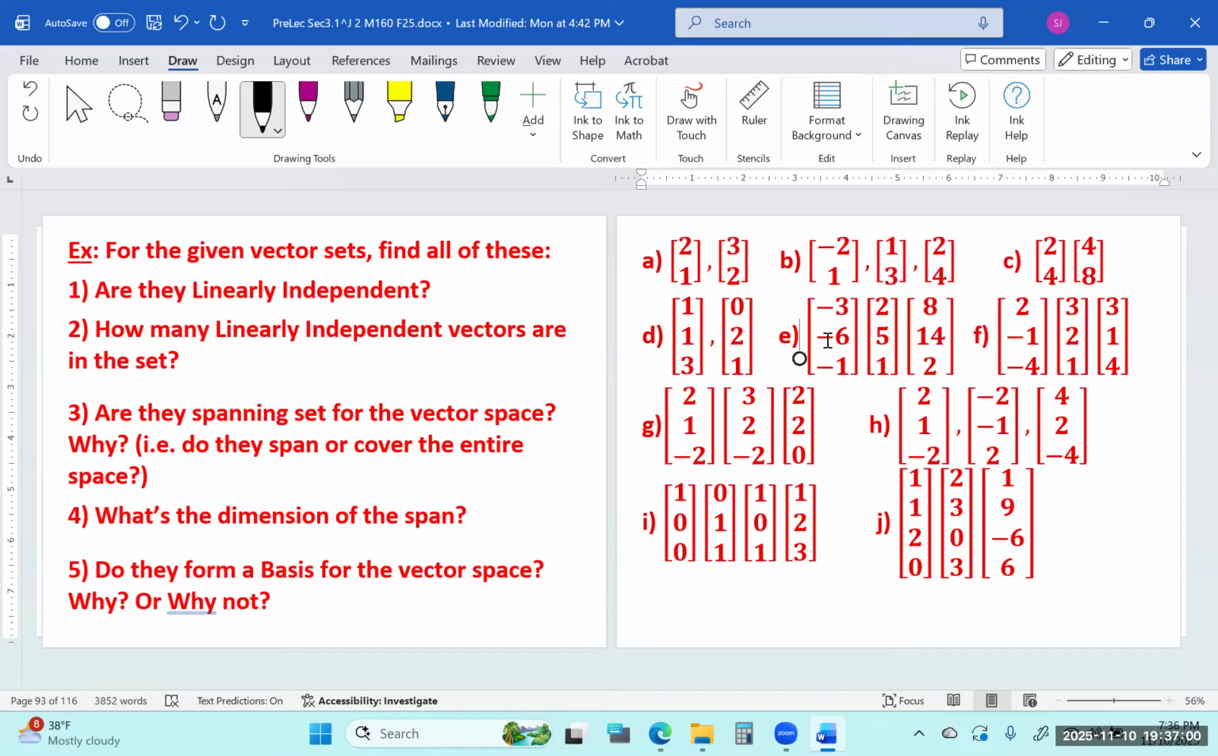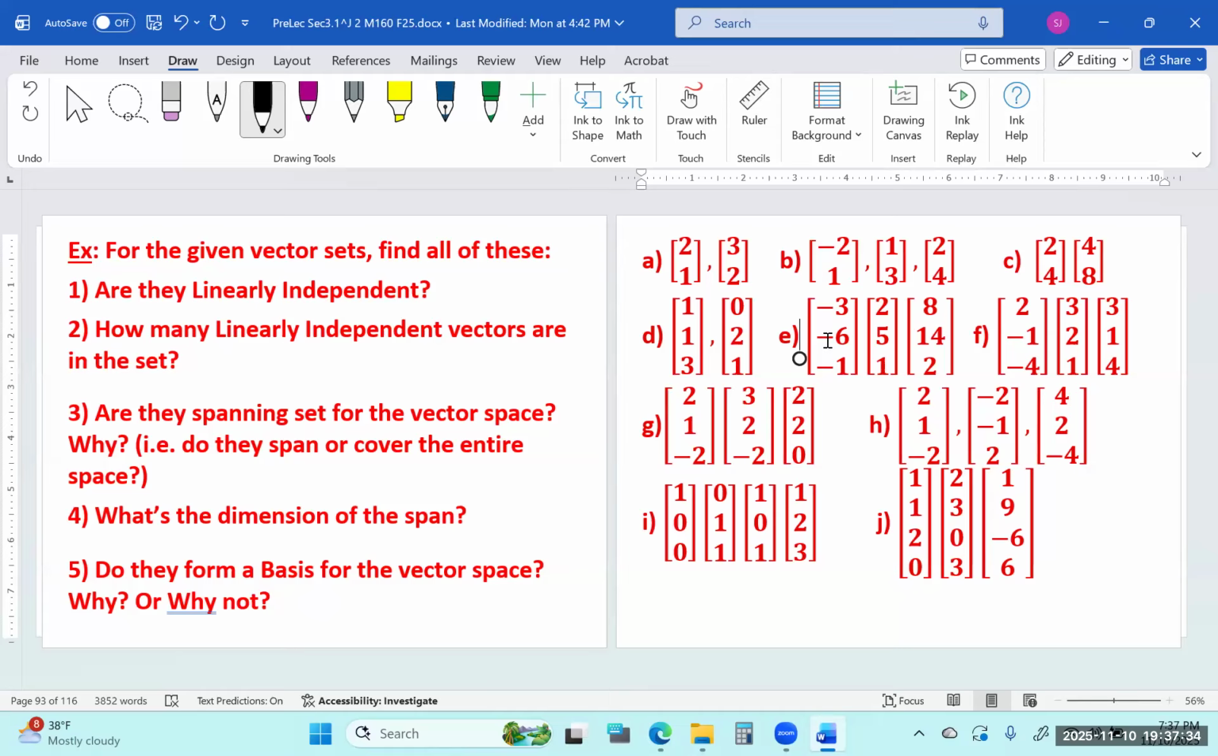And the scalar multiple of the first one is not equal. Good job. You cannot multiply the first vector by anything that will produce the second vector. So they're independent. So how many independent vectors do we have here? 2. And what is the dimension of our space? R2. So 2 linearly independent vectors in R2.